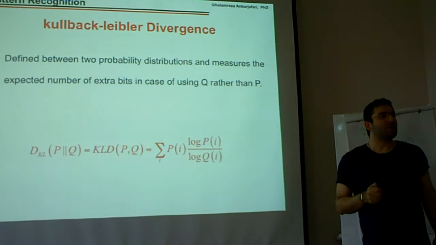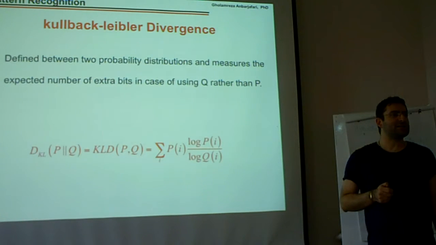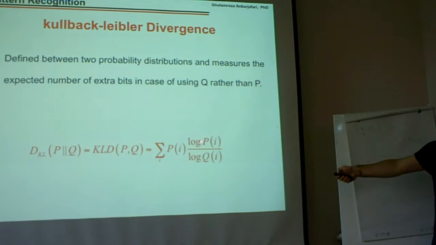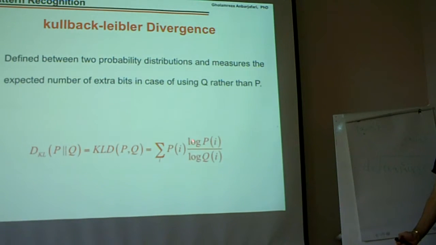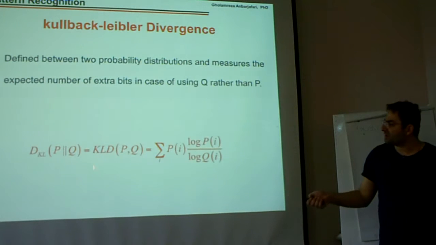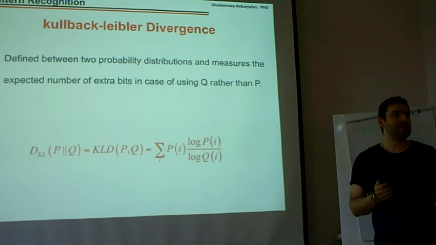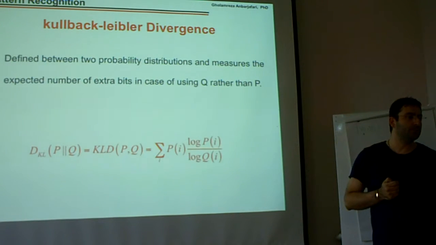If P is equal to Q, let's see if the result is 0 or not. If P is equal to Q, what is the result? It's 1, just because this will cancel this one, and the addition of the P is equal to 1. What else? What will happen about the KLD of Q and P? Is it the same as KLD of P and Q?